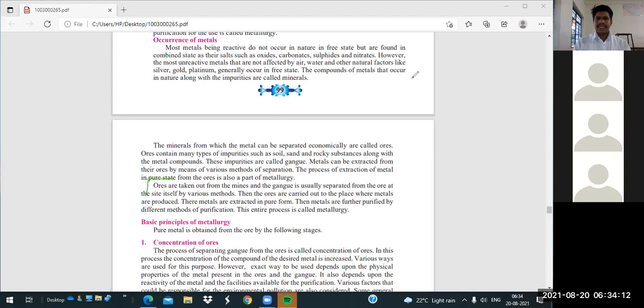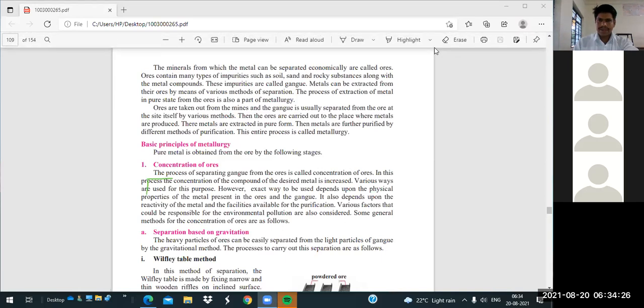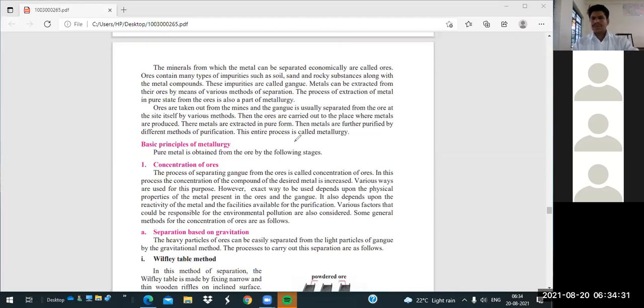Now here we can see the next basic principle of metallurgy, that the pure metal is obtained from the concentration of ores. So what is meant by concentration of ores? That is what we have to see here. Everybody knows about it, and those students who have read will get it easily. The process of separating gangue from the ores is called the concentration of ores. Remember this definition also. Can you tell me what is meant by concentration of ores?